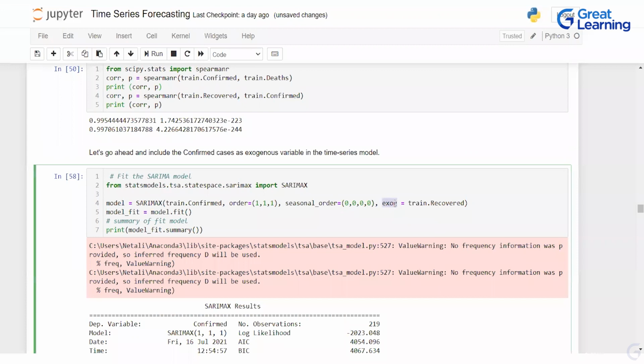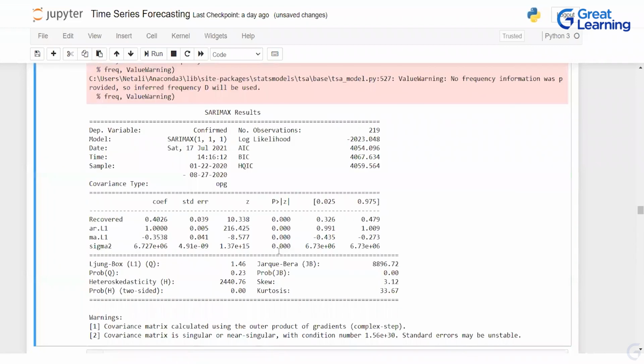So what is the impact of recovered on my confirmed cases? That is what I'm going to look at. I'm not going to predict recovered. It is still univariate. With the help of the exogenous variable recovered, I'm trying to do the forecasting. Okay, this is what I got.